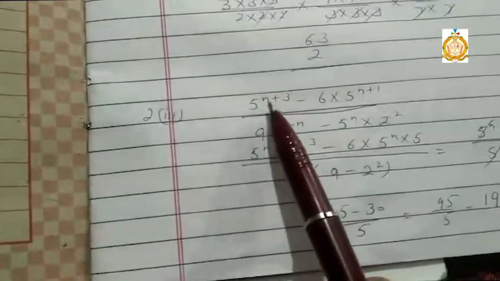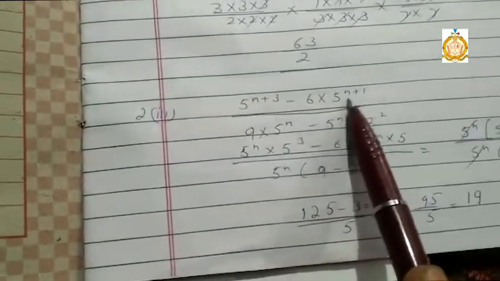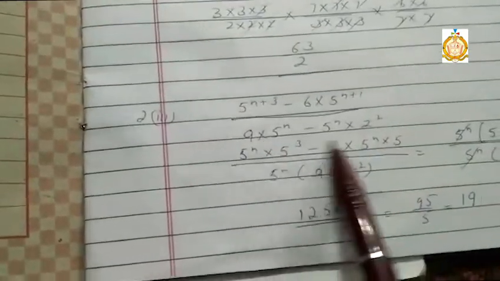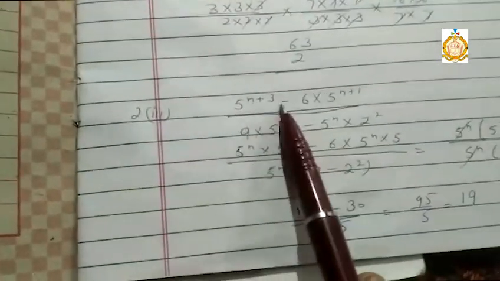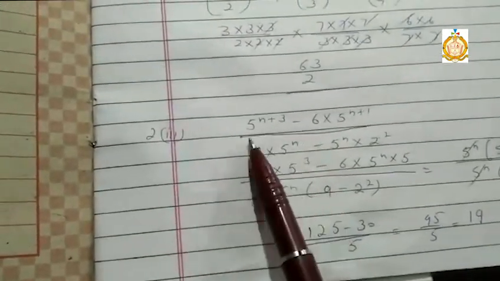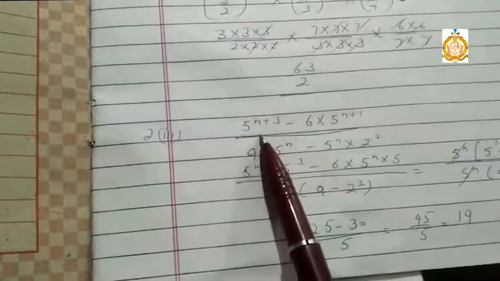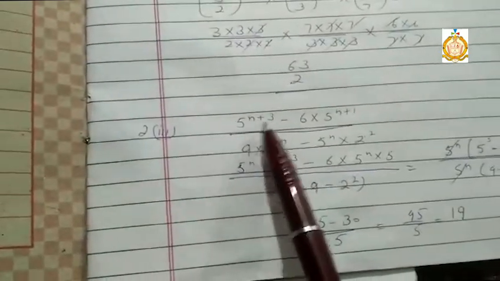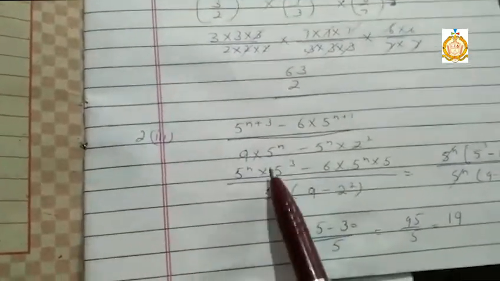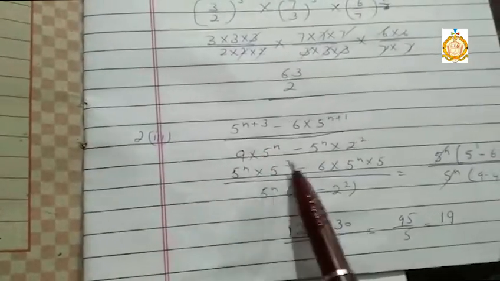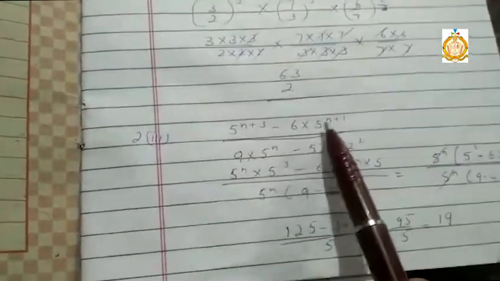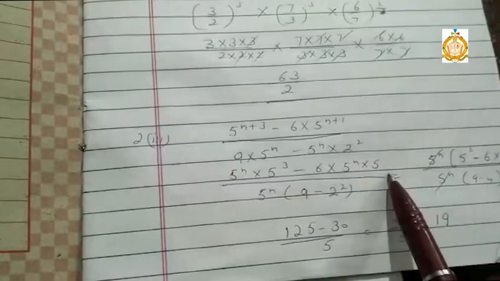See the next concept. If it is given 5 raised to power n plus 3 minus 6 multiply 5 raised to power n plus 1, how do we solve sums like these? Because a plus sign is there. We know that if the bases are the same and there is a sign of multiply, we add the powers. But as the powers are already added, we can make it multiply: 5 raised to power n, 5 raised to power 3, multiply 6, 5 raised to power n, 5 raised to power 1.